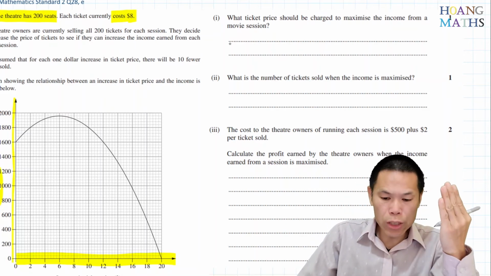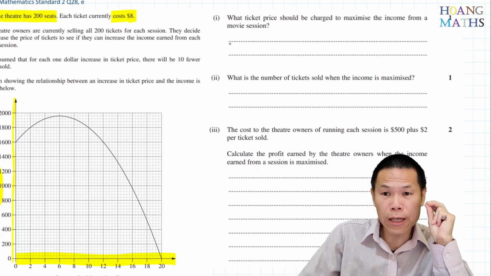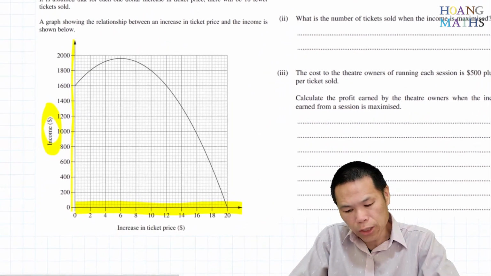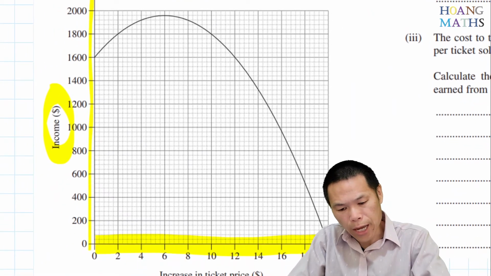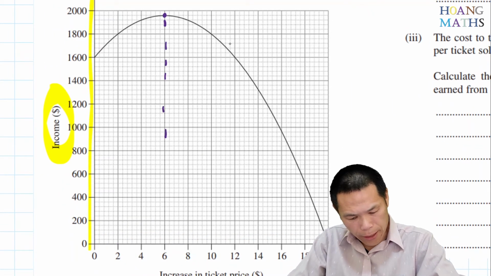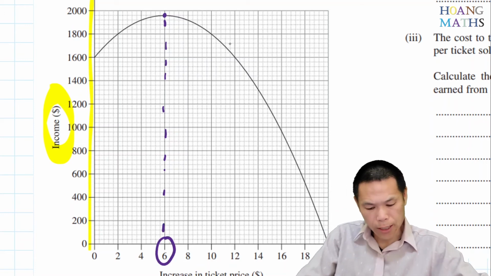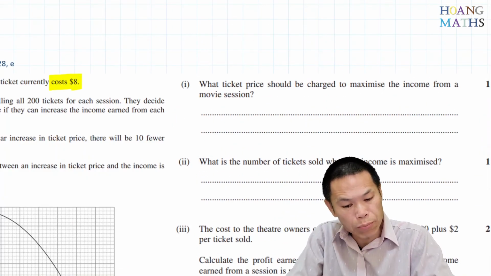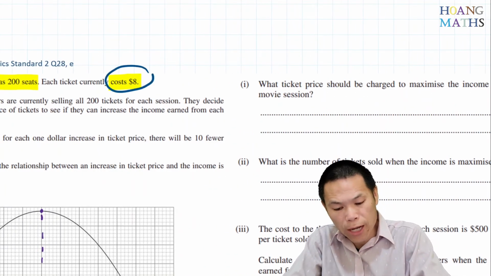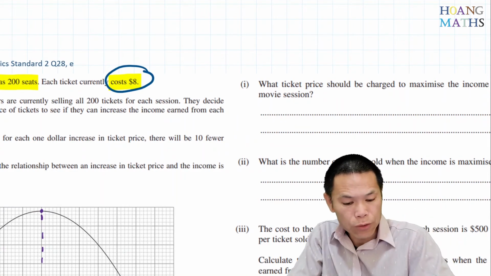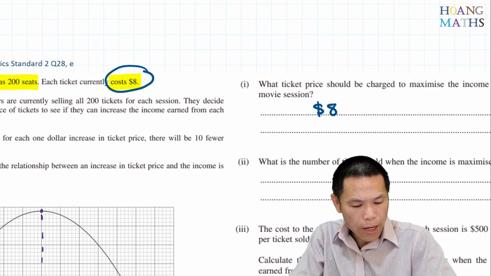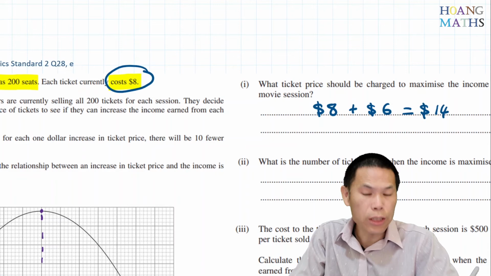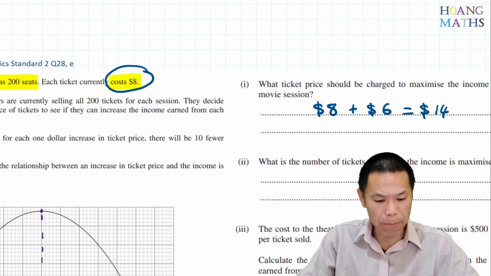Part 1. We need to find the ticket price when it gives maximum income. Maximum income is the turning point, if you like. The turning point is here at this point. So it's 6. Therefore the price is increased by $6. But the question says, what price should be charged? We already know that at the moment it's $8 per ticket. So we just go $8 and we add $6. So that will give me $14 per ticket to get maximum income.